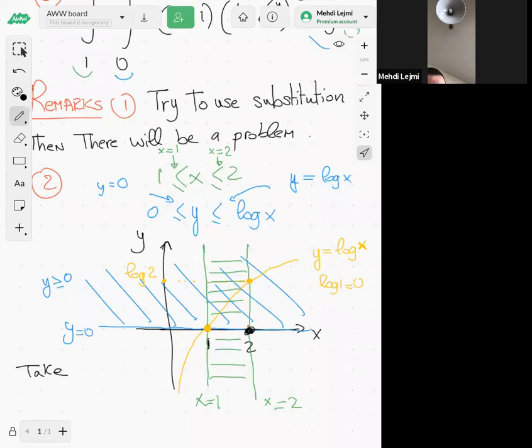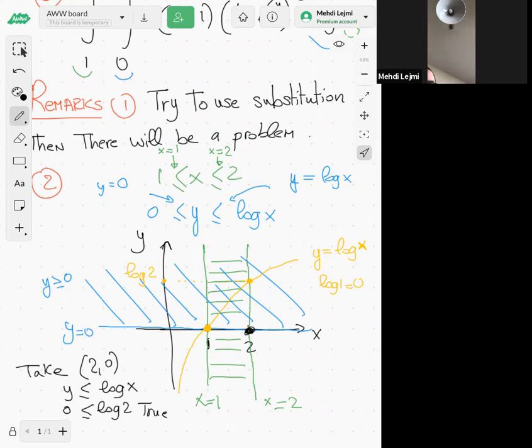Let's take a point (2, 0). So x is 2, y is 0. So we're going to check if y is less than log of x. Well, y is 0. Log of 2, or natural log of 2, is just some positive number, and so this is true. Log of 2 is larger than 0.